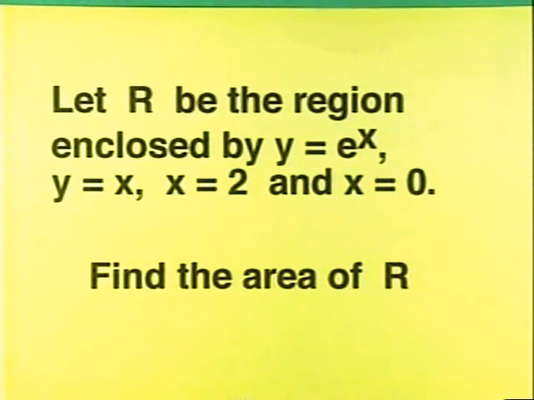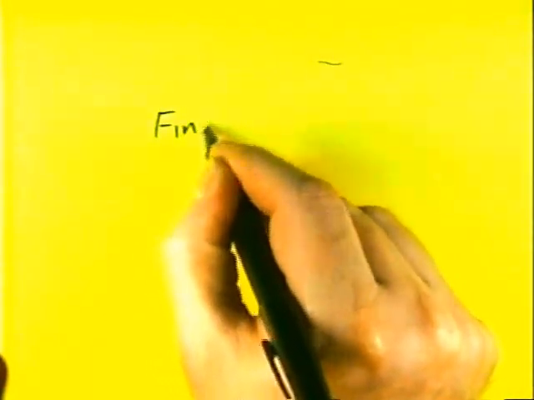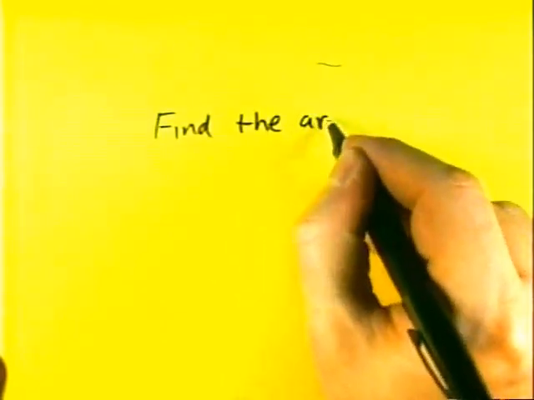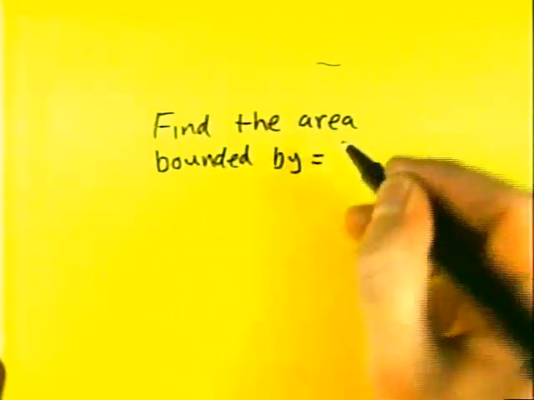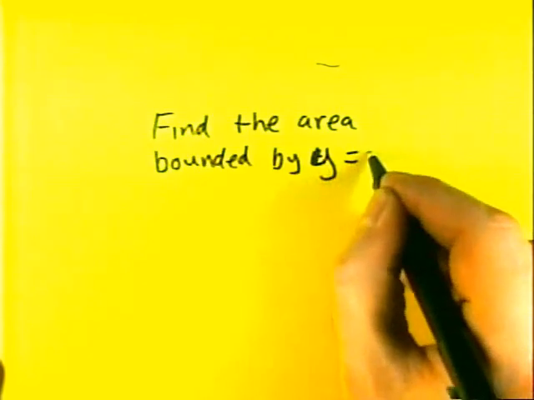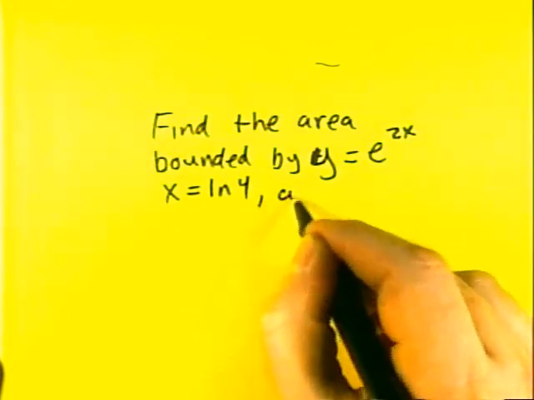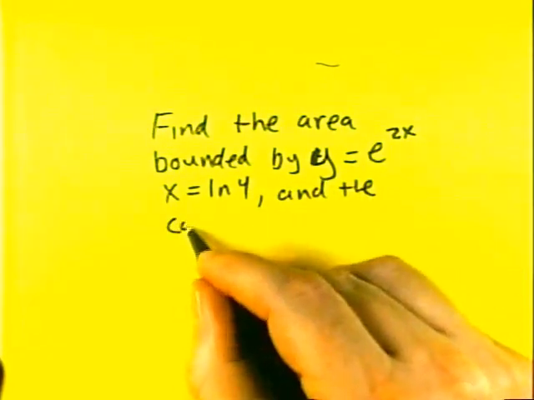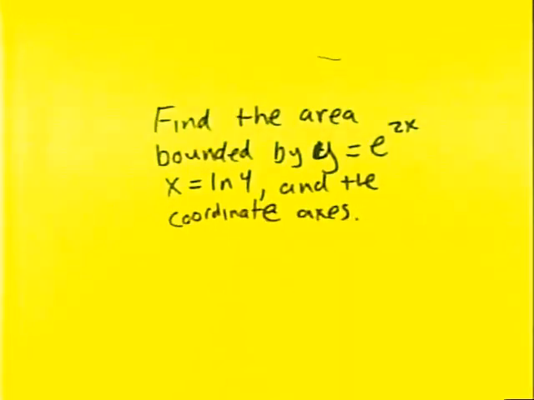Hey, you know what? You haven't done area between the curves yet, have you? No. Okay, so we're going to alter the question real quickly. Find the area bounded by y equals e to the 2x, x equals the natural log of 4, and the coordinate axes. How would you do this?